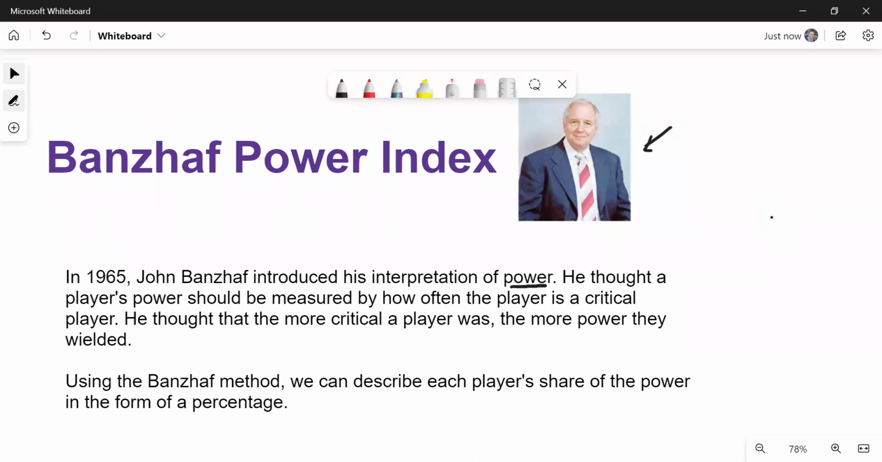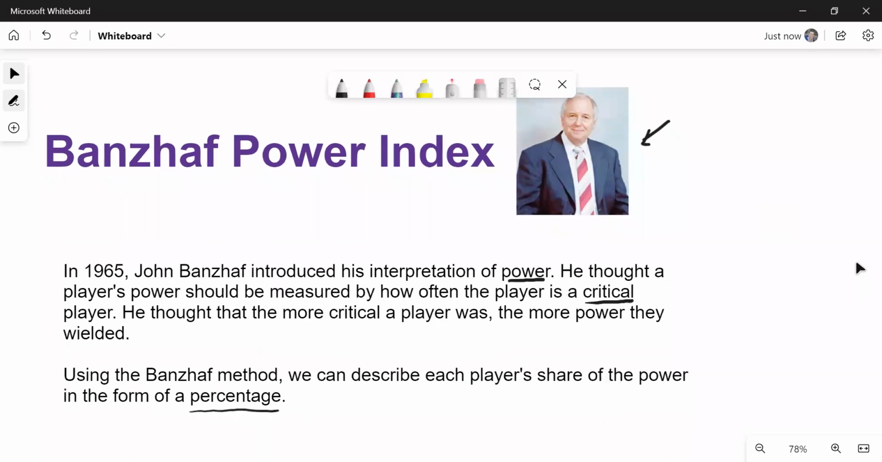He thought a player's power should be measured by how often the player is critical. Remember critical players from a previous video. He thought that the more critical a player was, the more power they wielded. Remember, critical is if you leave a winning coalition, they can no longer win. So using the Banzhaf method, we can describe each player's share of the power in the form of a percentage.